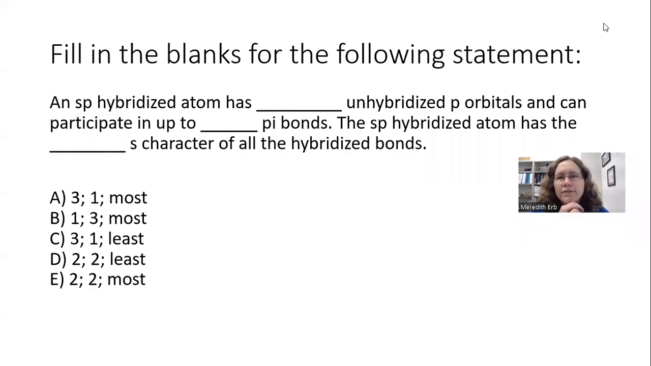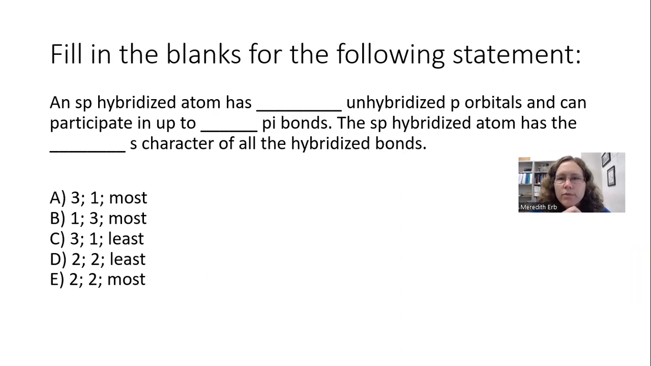This question is a fill in the blank question. It says fill in the blanks for the following statement. An sp hybridized atom has blank unhybridized p orbitals and can participate in up to blank pi bonds. The sp hybridized atom has the blank s character of all the hybridized bonds.